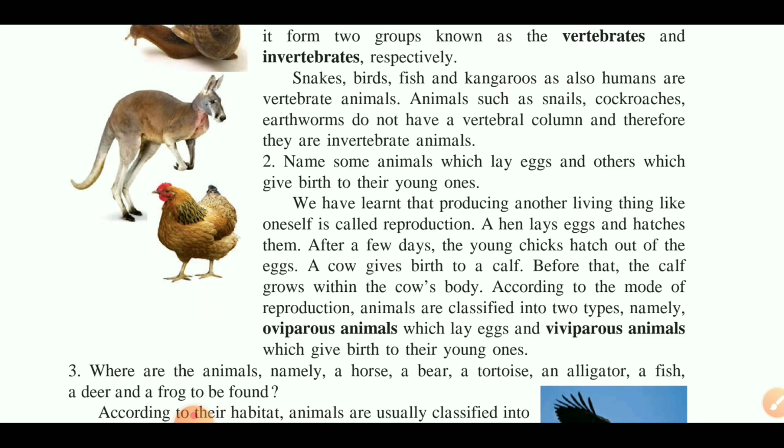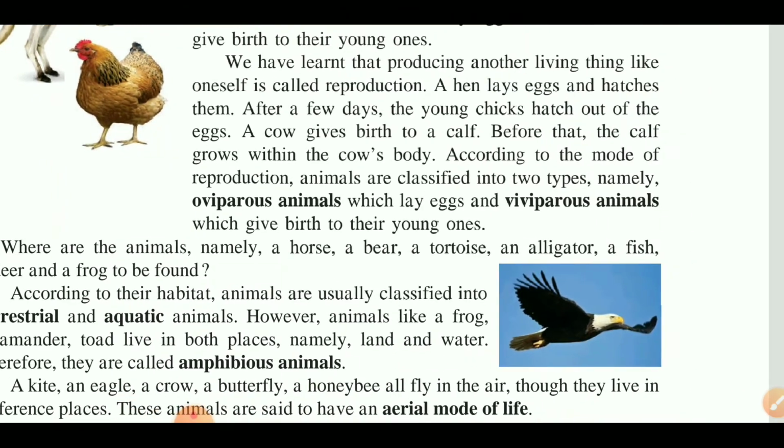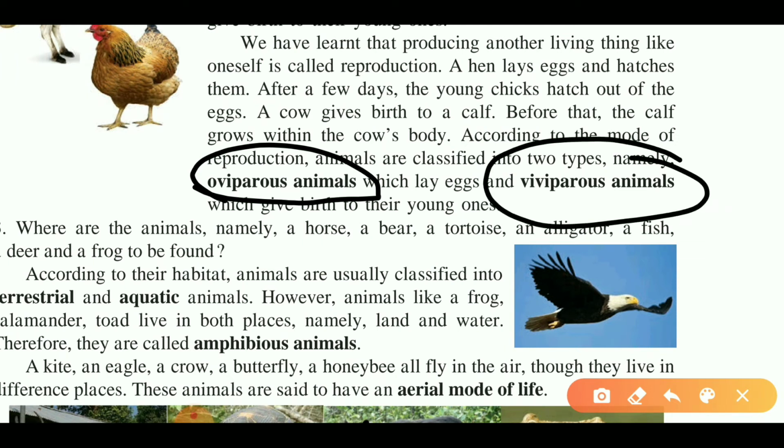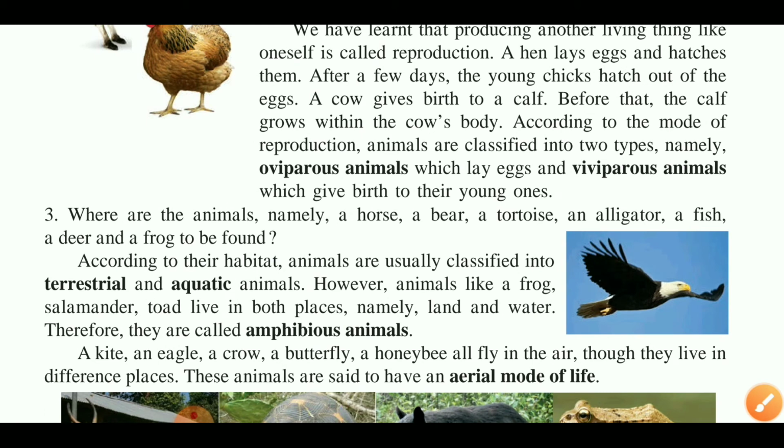According to the mode of reproduction, animals are classified into two types, namely oviparous animals, which lay eggs, and viviparous animals. Oviparous animals means what? Animals which lay only eggs. Can you remember the name of this? Only hen is there and some snakes are there. They are oviparous animals. And viviparous animals means what? Viviparous: cow, buffalo, human beings are also viviparous animals. Now, which give birth to their young ones.